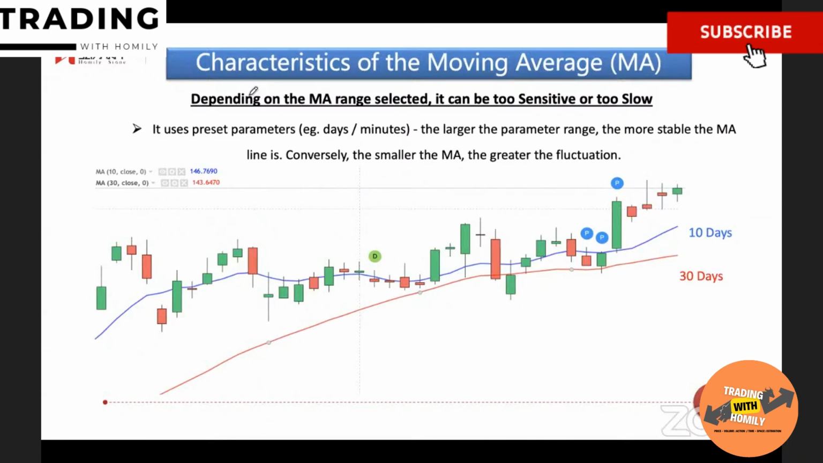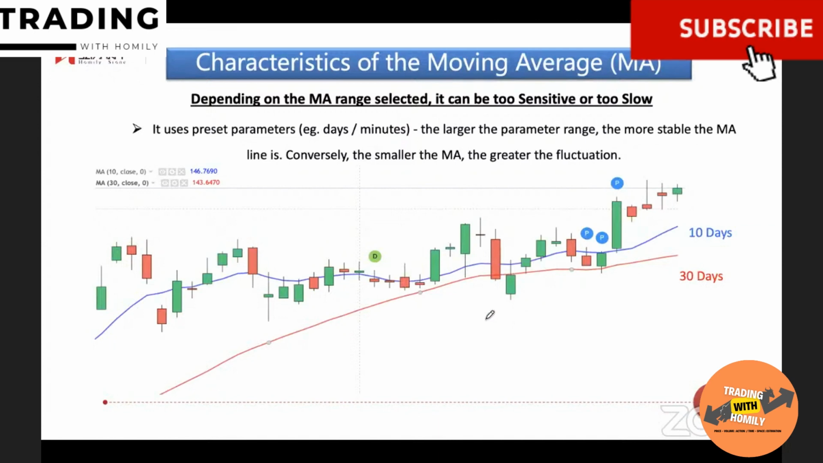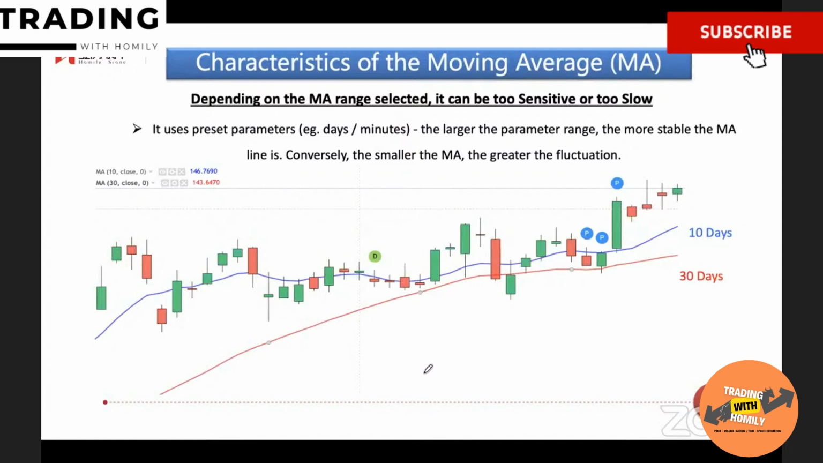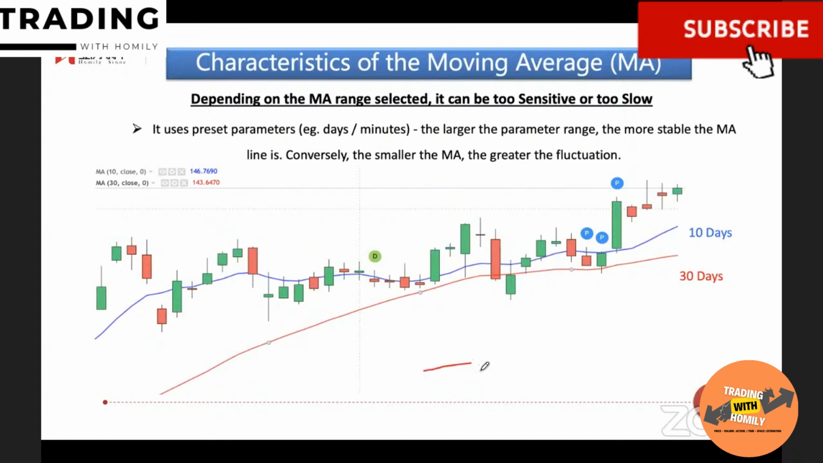So the larger the parameter range, the more stable the moving average line is. So what does this actually mean? Basically, the longer the period is, the more stable it becomes. Okay, the more stable it becomes. So basically, for it to move, it takes a longer time.